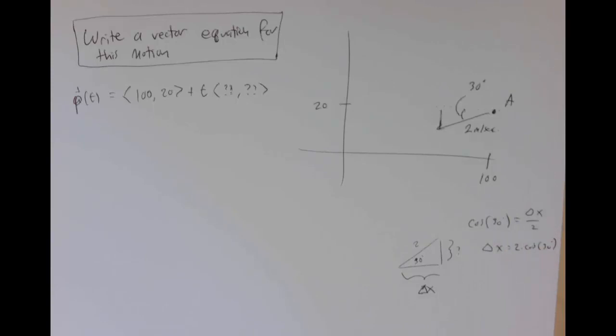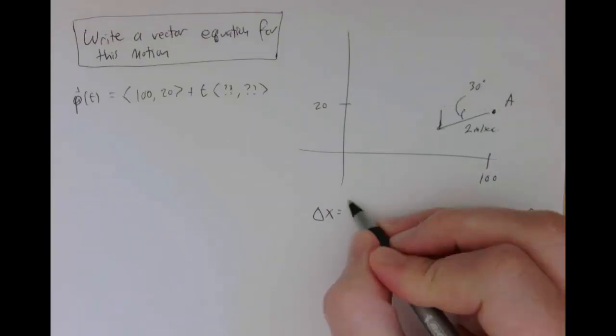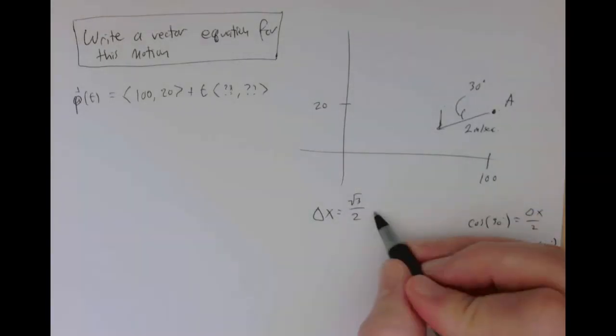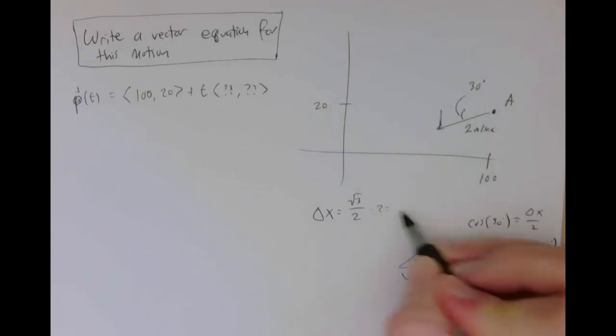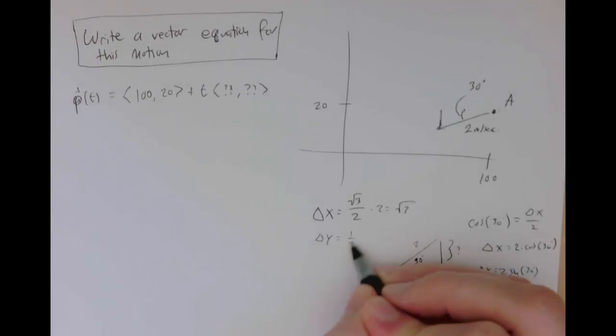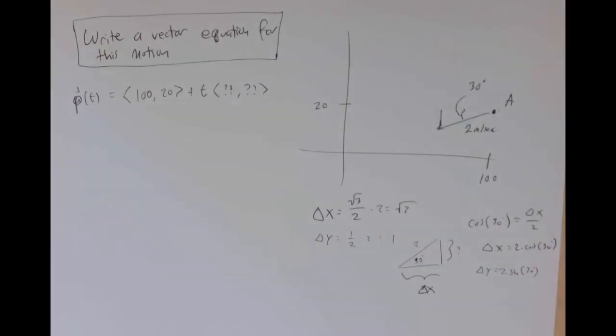And hopefully this is a familiar pattern to you by now. Delta y equals 2 times sine of 30 for the same reasons. And don't jump to your calculators. You should have memorized what is the cosine of 30 degrees and what is the sine of 30 degrees. So cosine 30 degrees is root 3 over 2. And we're multiplying that by 2. So that means delta x is just root 3. Delta y is 1/2 times 2, so that's just 1.